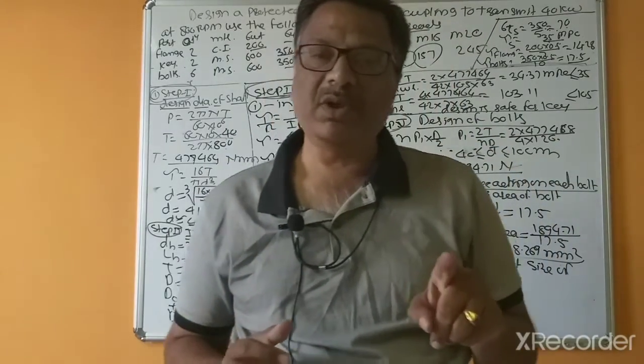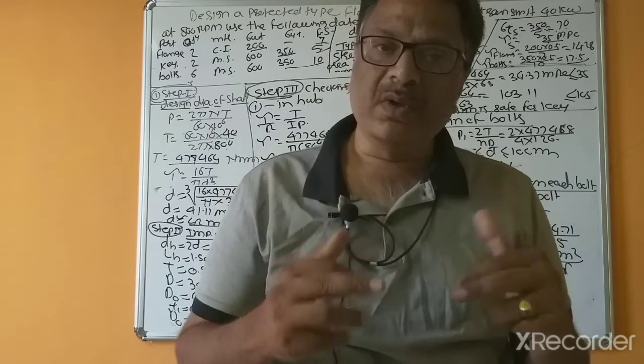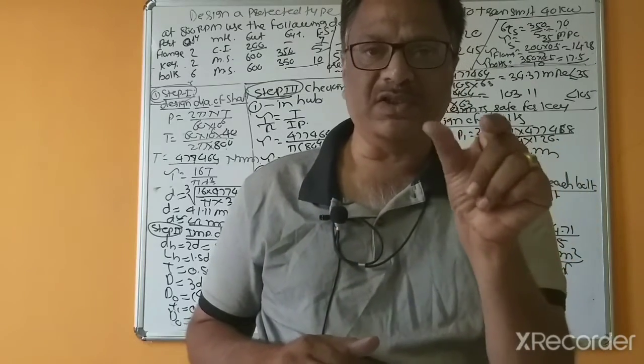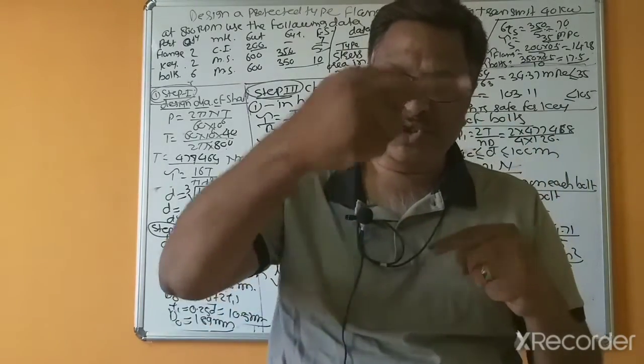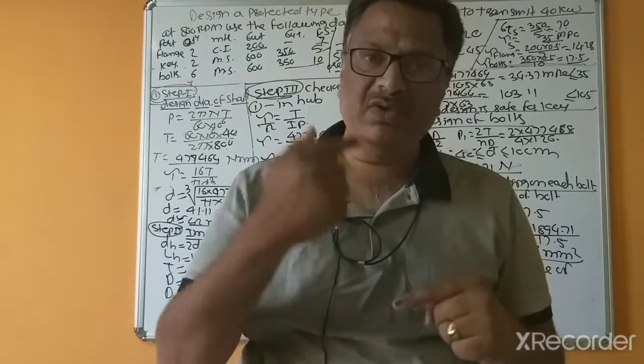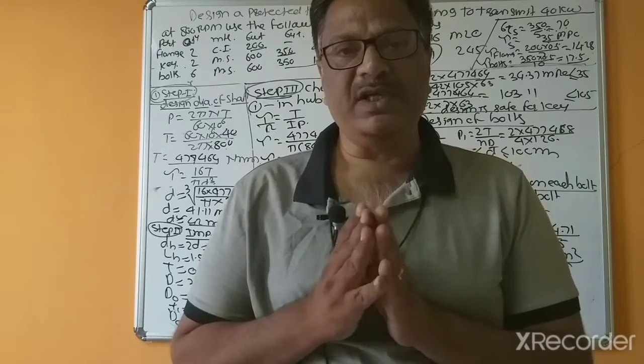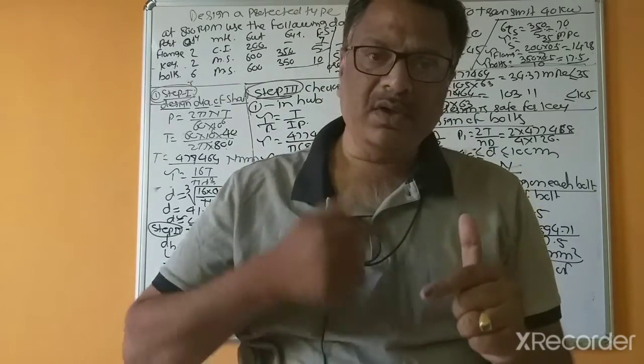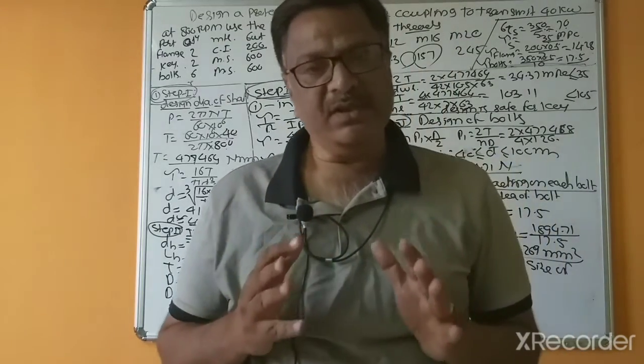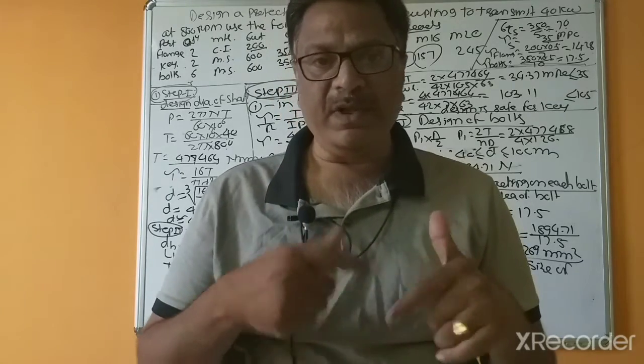Next, chances of failure of the couplings at the junction of the hub, because if the thickness of the flange is very small, the shear area is pi D h into T, where T is the thickness of the flange. If the thickness of the flange is less, the circumference area is also less, which gives chances of failure of the couplings at the junction.